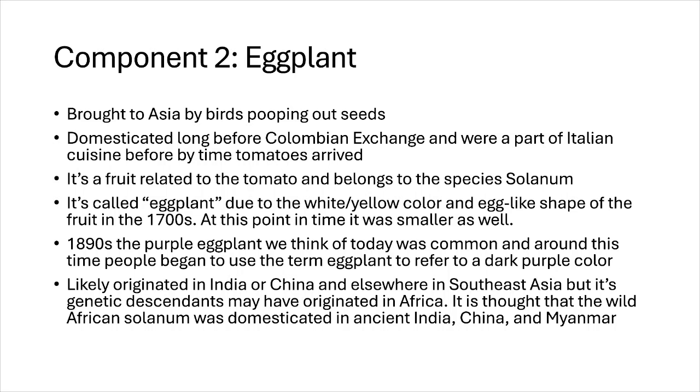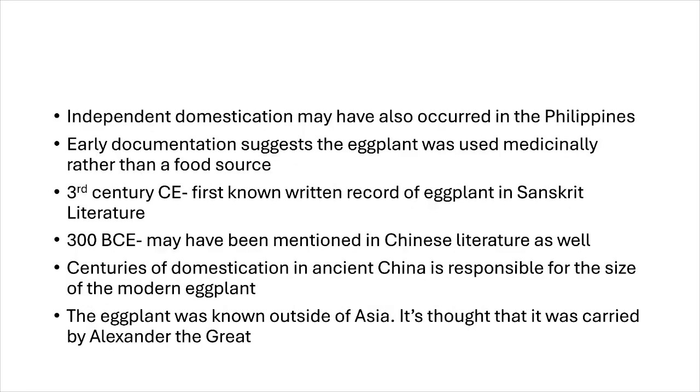In the 1890s, the purple eggplant we think of today was common, and around this time, people began to use the term eggplant to refer to a dark purple color. The eggplant likely originated in India or China and elsewhere in Southeast Asia, but its genetic descendants may have originated in Africa. It is thought that the wild African solanum was domesticated in ancient India, China, and Myanmar. Independent domestication may have also occurred in the Philippines.